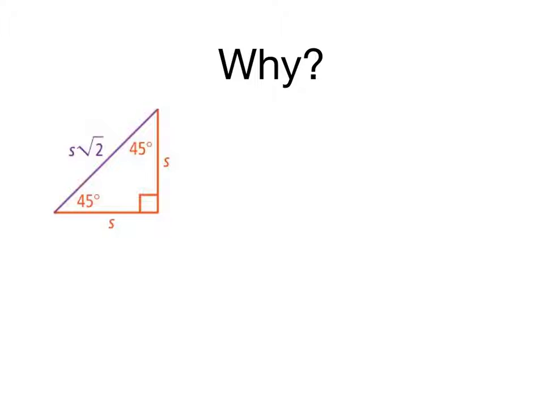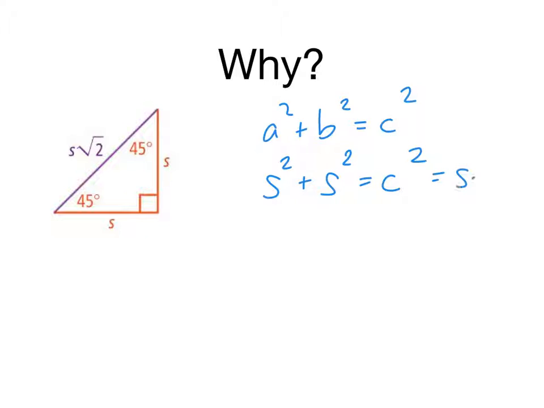And we'll start with the 45, 45, 90 triangle. So we're going to use the Pythagorean Theorem, which is a squared plus b squared equals c squared. We know a and b are the legs of the triangle. So this is s squared plus s squared to equal the hypotenuse squared. And we want to prove that equals s root 2. That's what we're trying to show. So how many s squared do I have? I have 2. 2s squared.